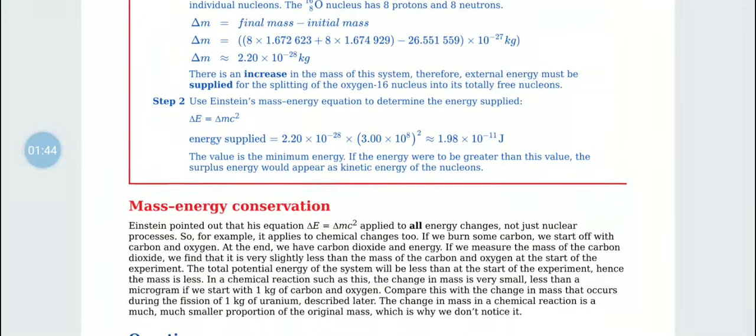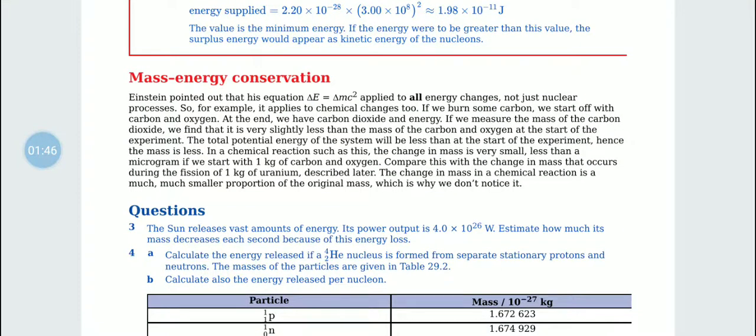I hope you understood. So now we have to discuss mass energy conservation. Einstein pointed out that delta E equals delta m c squared applies to all energy changes, not just nuclear processes. If it is a chemical change, it will still follow this equation.